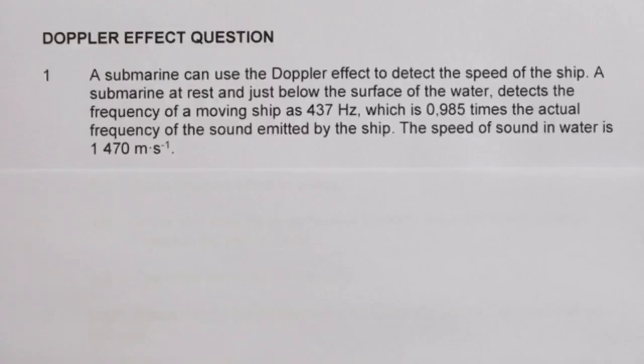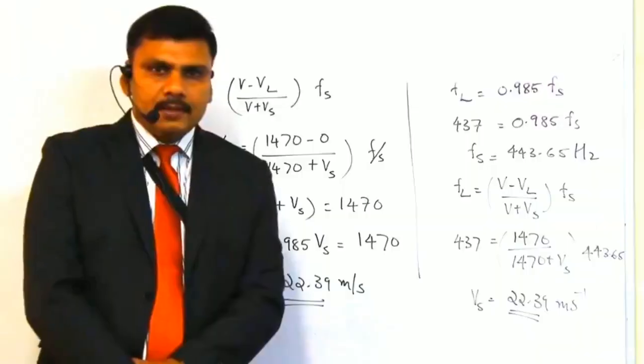A submarine can use the Doppler effect to detect the speed of a ship. A submarine at rest and just below the surface of the water detects the frequency of a moving ship as 437 Hz, which is 0.985 times the actual frequency of the sound emitted by the ship. The speed of sound in water is 1470 meters per second.